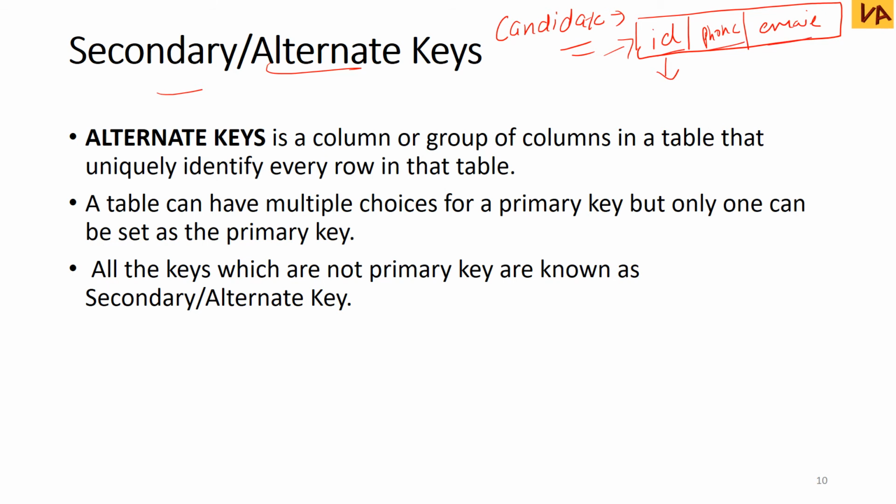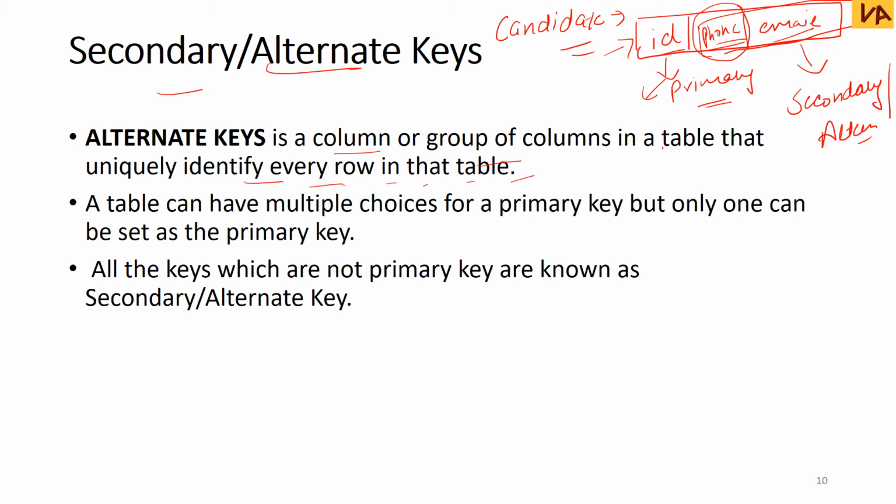In this, ID we are going to make the primary key because there is only one primary key in a table. The leftover two attributes, which can also work as a primary key or can also identify the table uniquely, will be your secondary or your alternate keys, right? Now these two are your secondary or alternate keys. An alternate key is a column or a group of columns. A column, only phone number can be there, or a group of columns, phone number plus email, in a table that uniquely identifies every row in that table.